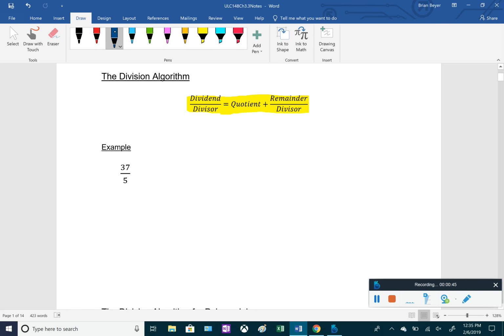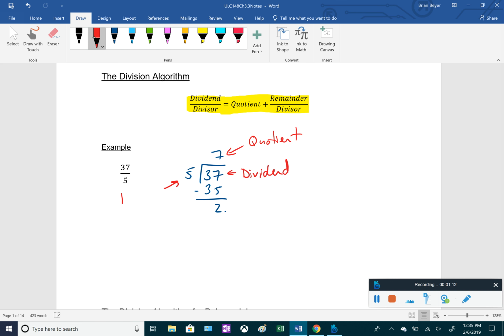So 37 divided by 5, what we would do is divide it like this. 5 goes into 37 7 times. You multiply 7 times 5, subtract, and we get 2. So this 7 is the quotient. The 37 is the dividend. The 5 is the divisor. And 2 is the remainder.